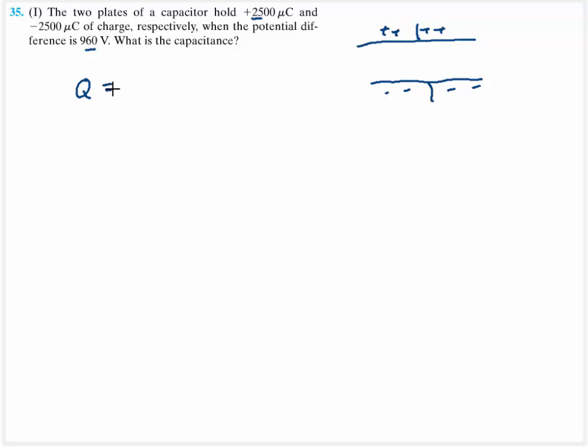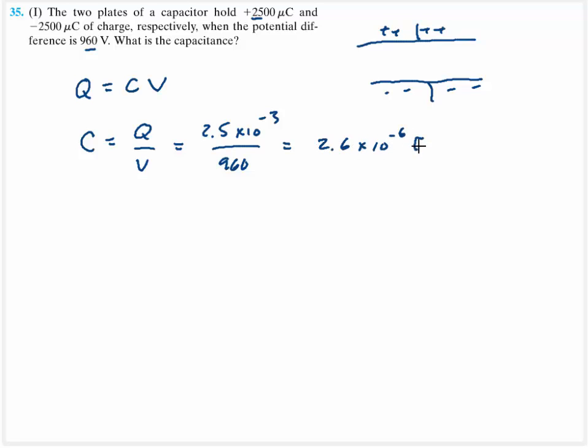Well, we have one equation to deal with for capacitors, and charge and voltage. Q is equal to CV. So C must be equal to Q divided by V. So 2.5 times 10 to the negative 3rd, divide that guy by 960. We're going to come up with 2.6 times 10 to the negative 6 farads, or 2.6 microfarads.